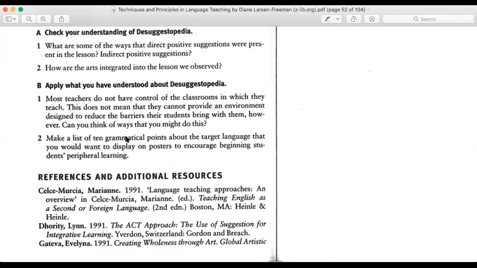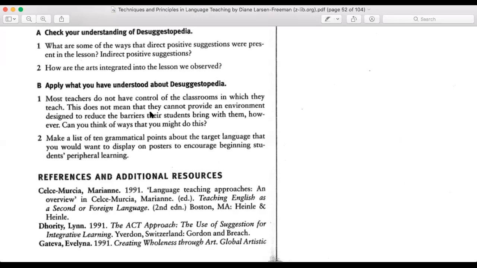One more thing. The third question that you would be doing here, and you might do it later on, is for reflecting over Suggestopedia. See, most teachers, and this happens to be the common problem, do not have control over the classrooms in which they teach, right? So this does not, and should not, discourage the teacher from practicing Suggestopedia, right?